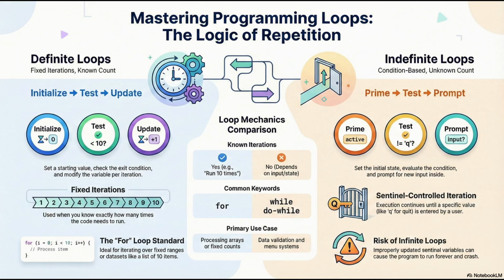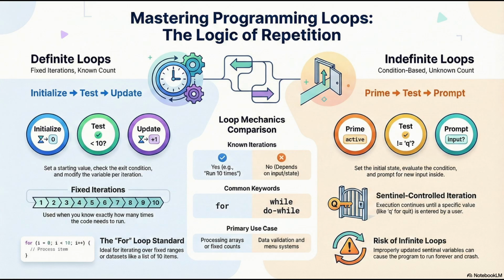The source gives the example of a menu, or maybe a game. The computer doesn't know if I want to play once, or 5 times, or 10 times. It has to wait for me to tell it to stop. And that signal to stop is called a sentinel value. A sentinel is like a guard. It's watching for a specific signal. Common examples are typing -1 to stop a calculator, or typing Q to quit a program. So instead of count to 10, the logic becomes keep going while the user hasn't typed Q. Precisely. These are usually called while loops.